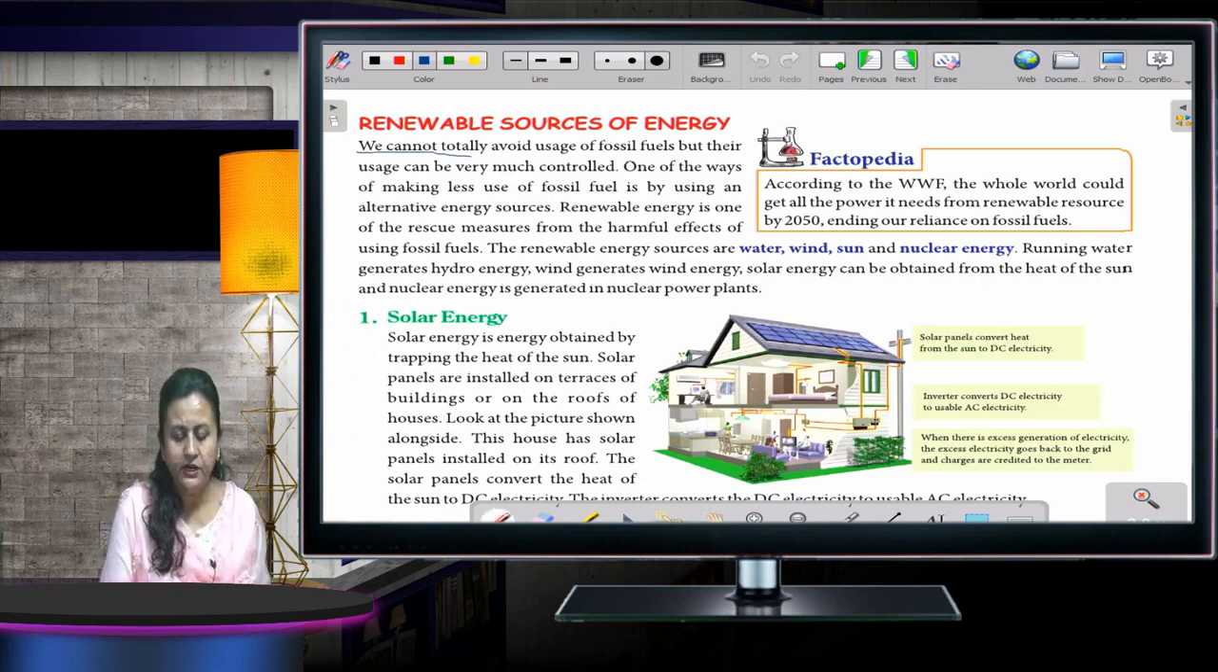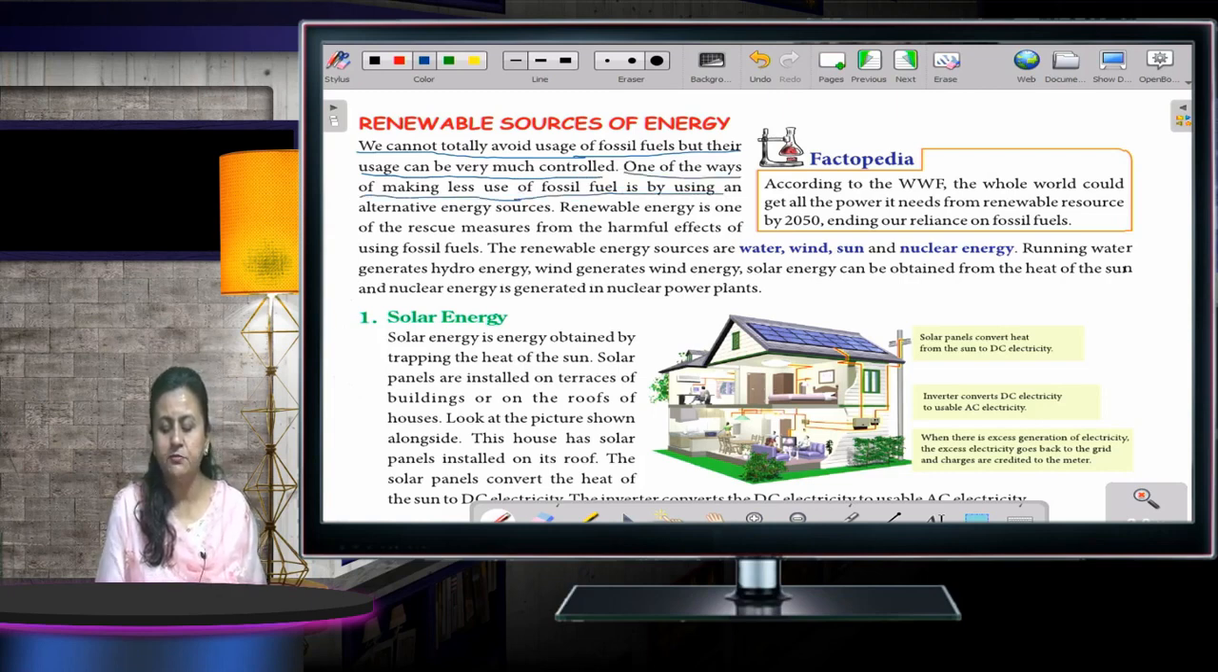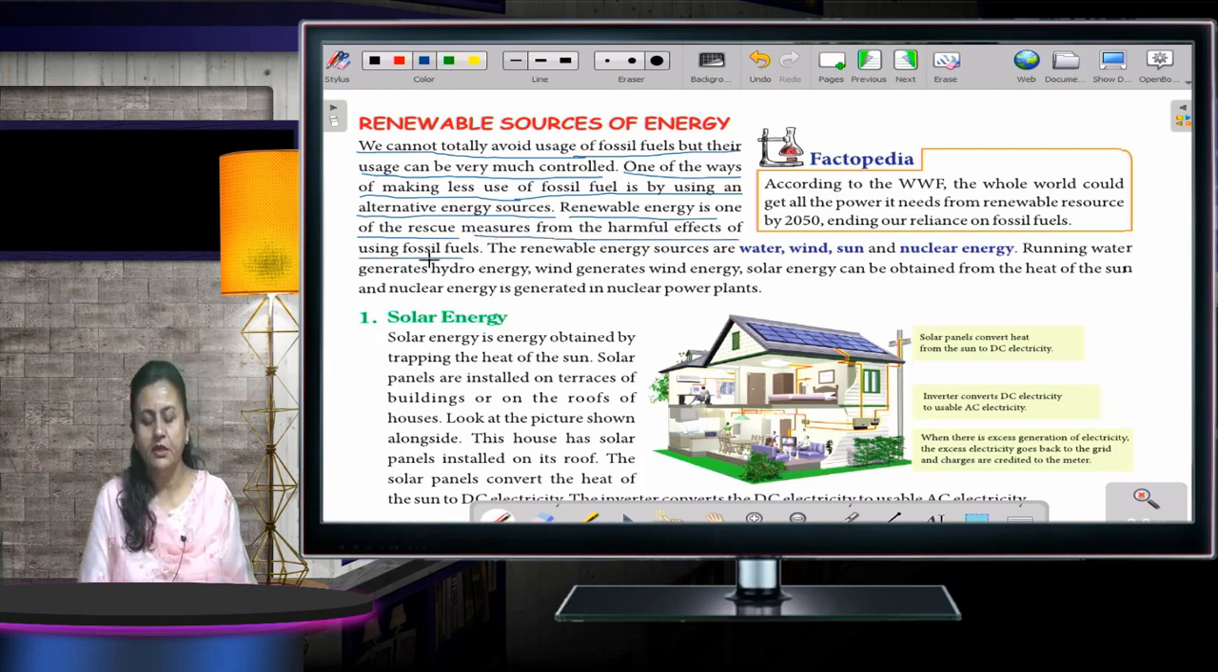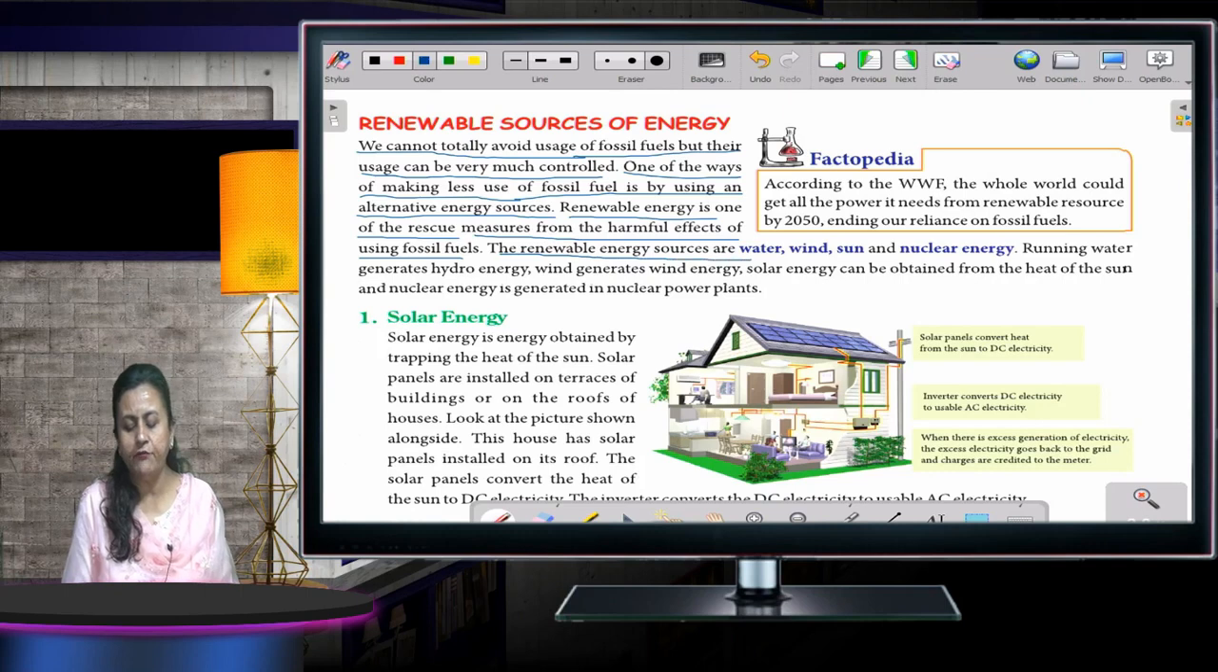We cannot totally avoid usage of fossil fuels, but that usage can be very much controlled. One of the ways of making less use of fossil fuel is by using an alternative energy resource. Renewable energy is one of the rescue measures from the harmful effects of using fossil fuels. The renewable energy sources are water, wind, sun and nuclear energy.